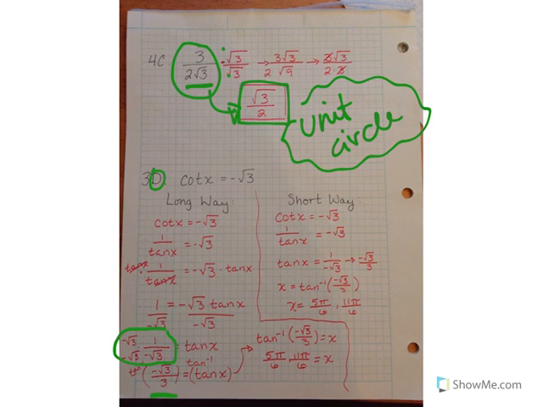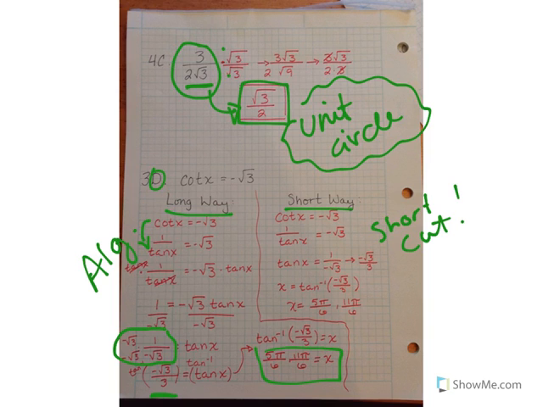So as you see here, I've worked out two different ways. I have a long way and I have a short way. The long way involves doing a little bit more algebra. And so we change the cotangent into 1 over tangent, and then I multiply both sides by tan of x, divide by negative root 3, rationalize, then look this up on the unit circle, and here I get my final answer. Short way is a shortcut.